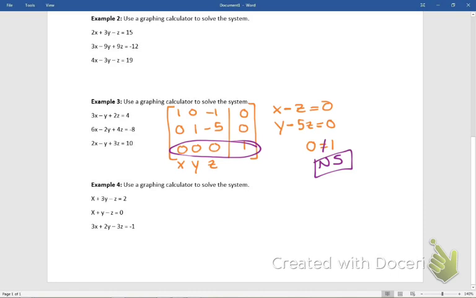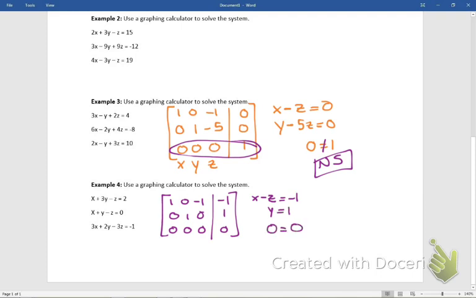Okay? In example 4, they gave us this, so let me write it down. 1, 0, negative 1, 0, 1, 0, 0, 0, 0. Negative 1, 1, 0. Now this is a little bit different. This is very similar. It's true. We have x minus y. I'm sorry, that's not y. Y is the second position. This is the third. So x minus z equals negative 1. Y equals 1. And 0 equals 0.